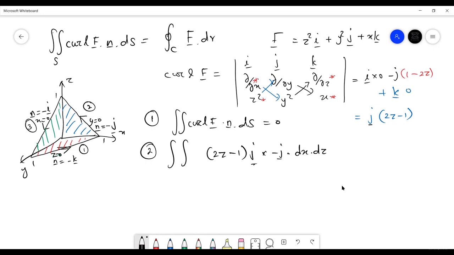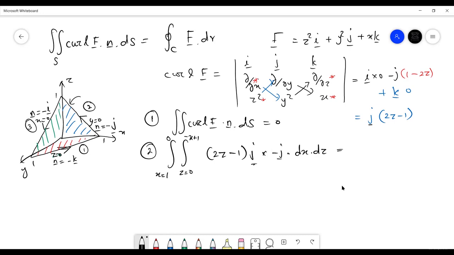So X changes from 1 to 0, right? X is from 1 to 0. So at that time, what is the variation of Z? Z is from 0 to minus X plus 1. So I have just written the equation of this line, right? So now it's a straightforward integration, right?